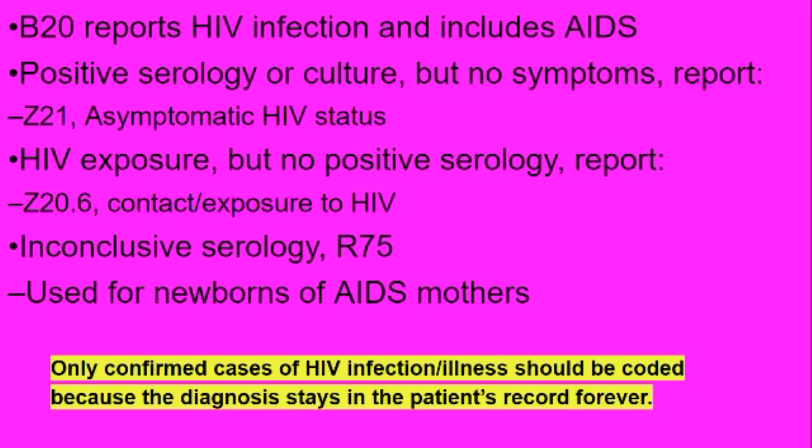I'm going to push this point again. Only confirmed cases of HIV infectious illness should be coded because the diagnosis stays in the patient's record forever. So only confirmed cases can be coded. You can use B20. You can use these other codes for other stages or other reports or definite symptoms.